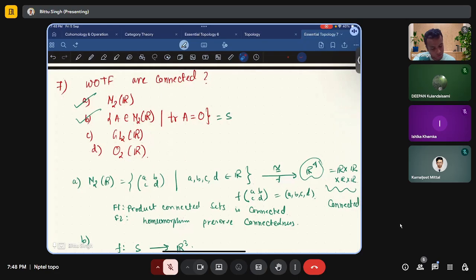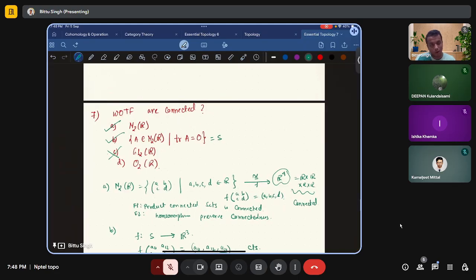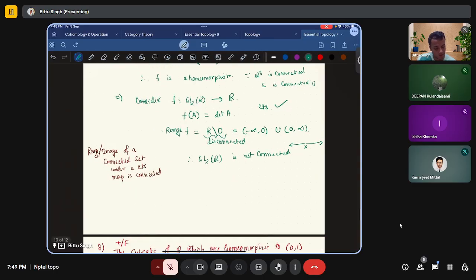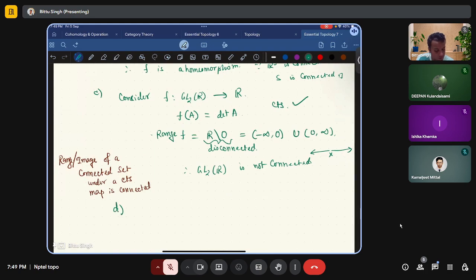Now what about O2R? So this is disconnected, C is not true. Now what about O2R? O2R means orthogonal group. Can you tell me the answer? Is it connected? O2R is connected or not? Okay. So O2R, again consider the same function, f of A equal to determinant of A. Then what will be the range of orthogonal group?